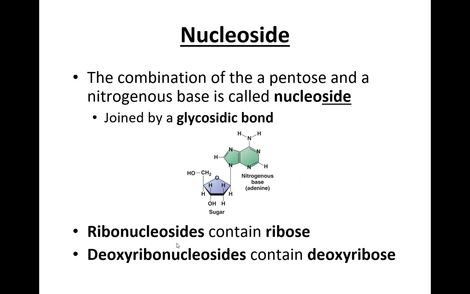Now, the combination of the pentose and the nitrogenous base is referred to as a nucleoside, not nucleotide. Notice the difference in this S right here. So this will be a nucleoside. They are joined through a glycosidic bond here between carbon 1 prime and the nitrogen in the nitrogenous base.